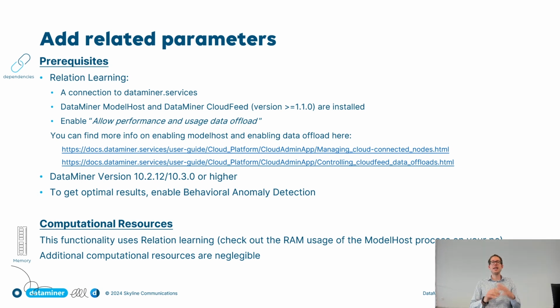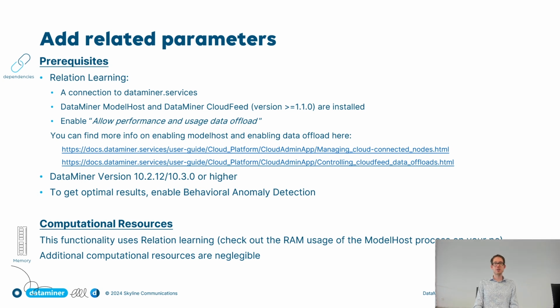The reason is that relation learning can be done on the basis of alarms, where we say that parameters are related if their alarms coincide. But you can also do this on the basis of change points, where you say that parameters are related if their behavioral changes occur at the same time. Now, of course, you get better results if you can combine alarms and change point information. So that's why definitely make sure you enable behavioral anomaly detection to get the best results.